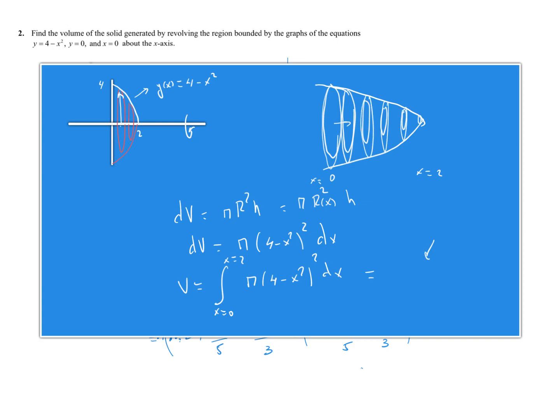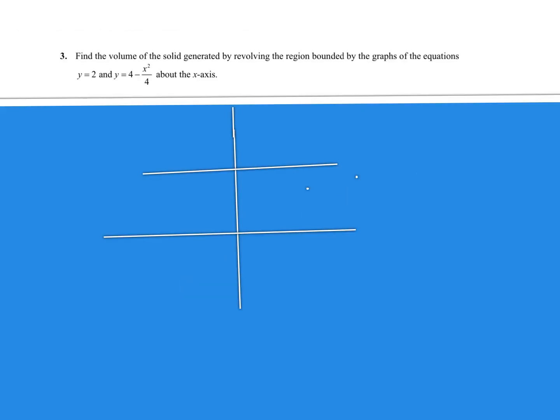Something like this. Okay, let's go to the next problem. For this problem, we have to find the volume generated by revolving the region bounded by the graph of the equation y equals 2 and y equals 4 minus x squared divided by 4 about the x-axis. So what is the region that we want to revolve?